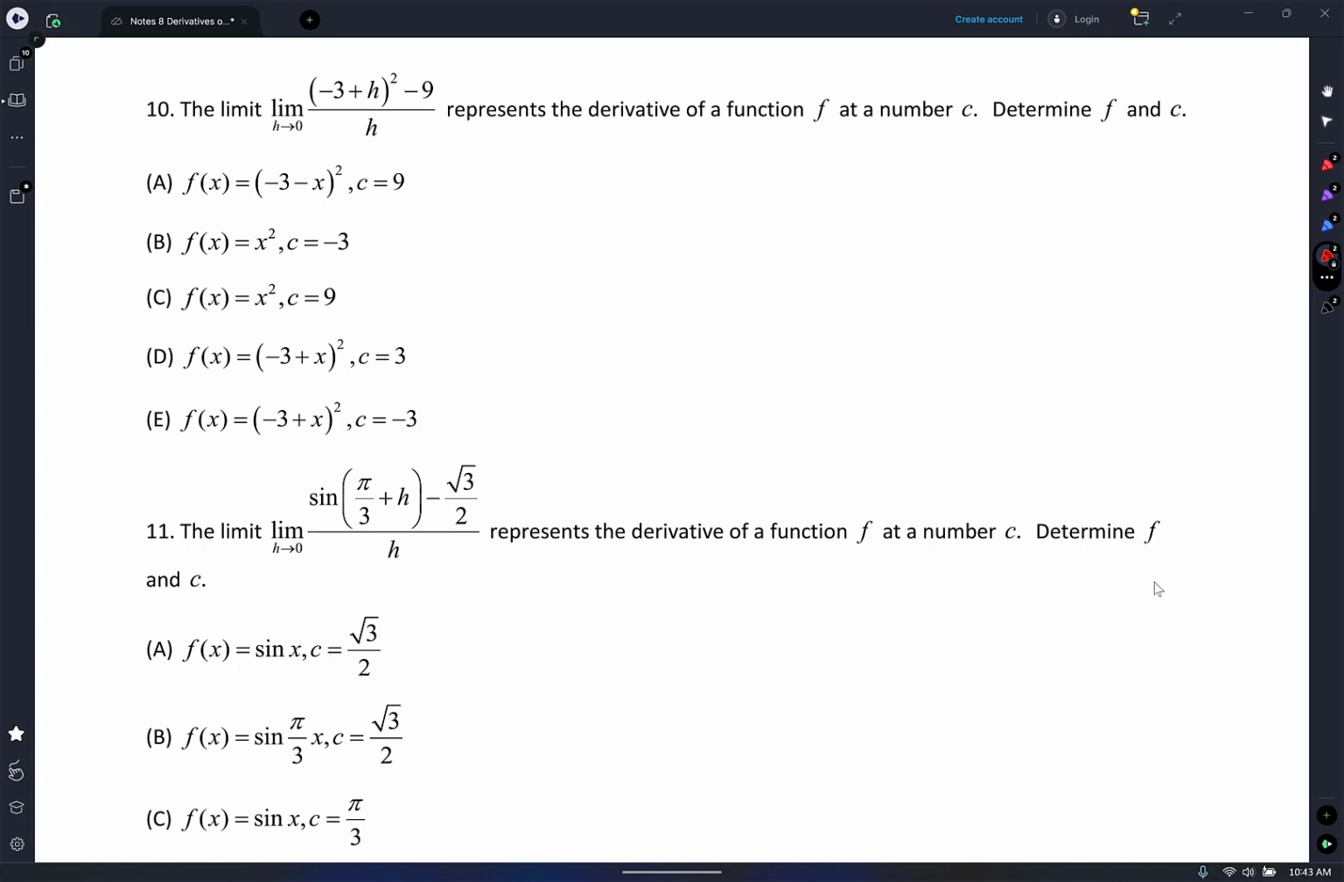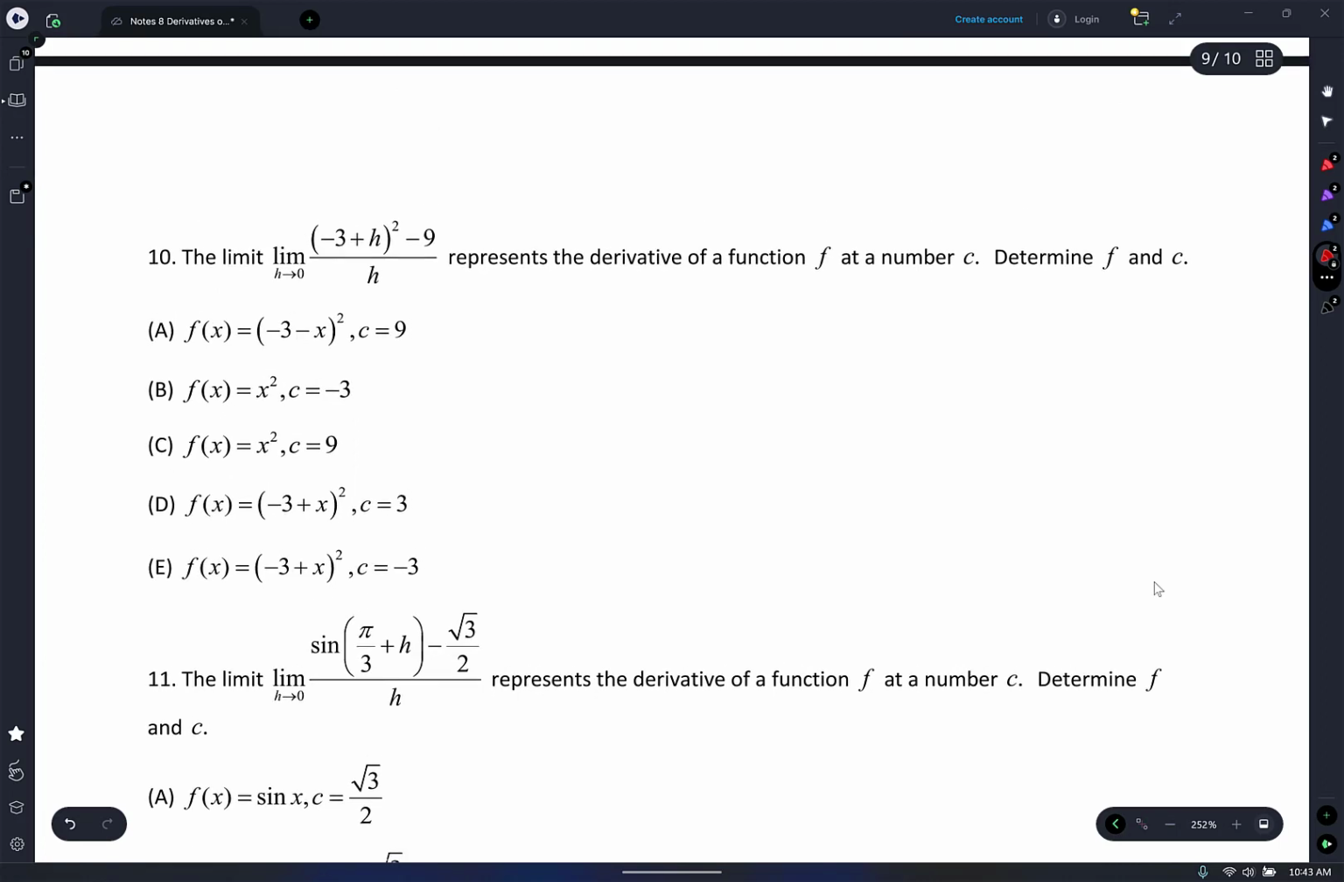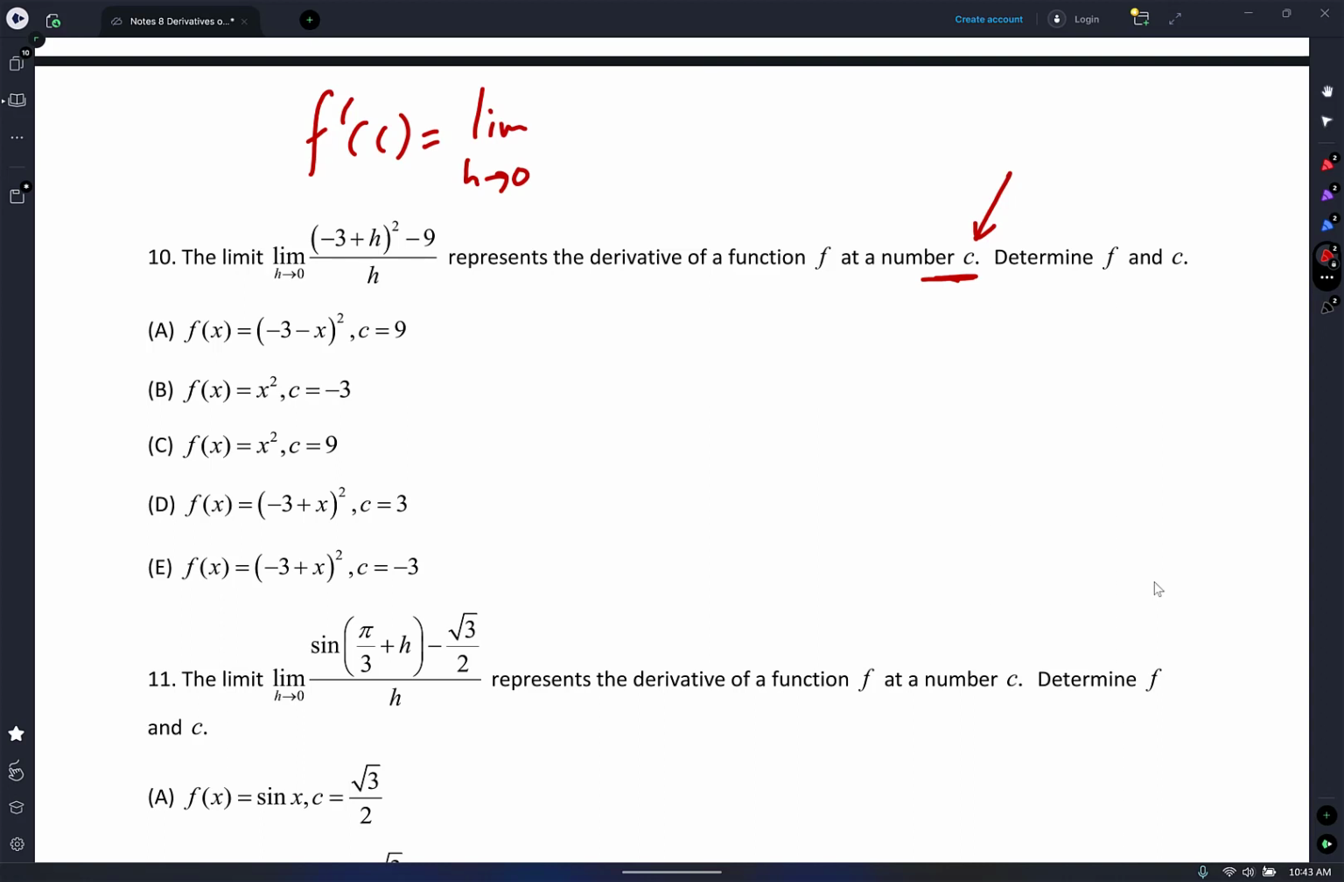All right, here's another one, guys. So now we're going backwards. This is still the definition of a derivative. Look what they want you to find. They want you to find the value. They might as well just call that A, but now they call it C. It says the limit as h approaches 0 of all that represents the derivative of a function f at a number C. Determine f and c. So what they're saying is this is f prime of c, which equals limit as h approaches 0 of f of c plus h minus f of c all over h.